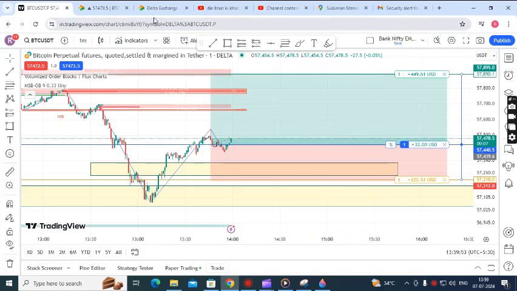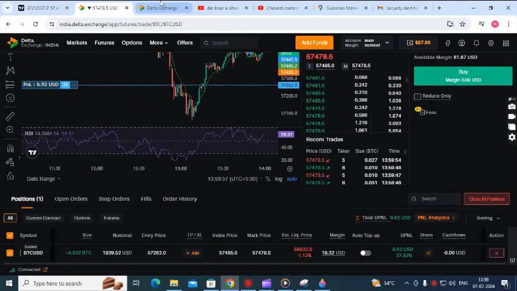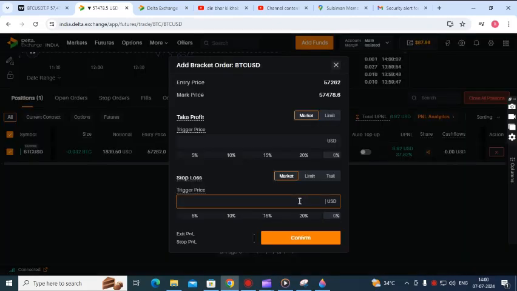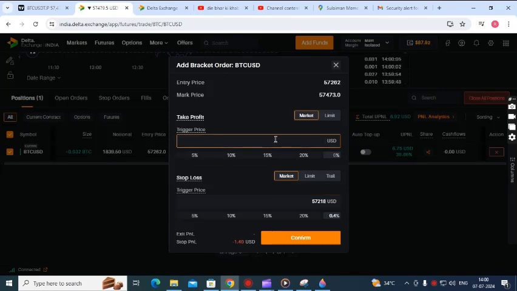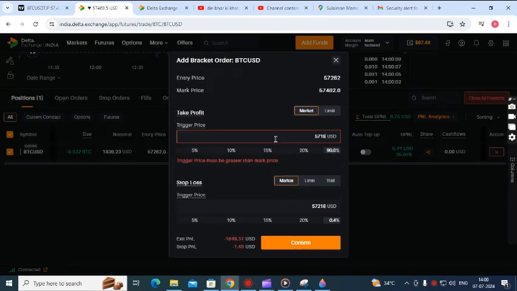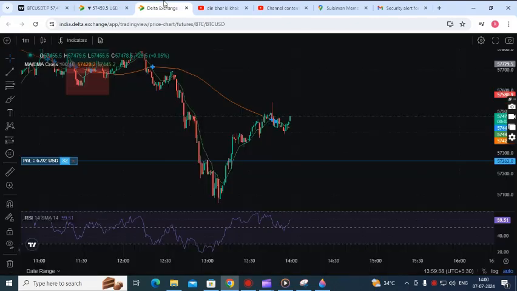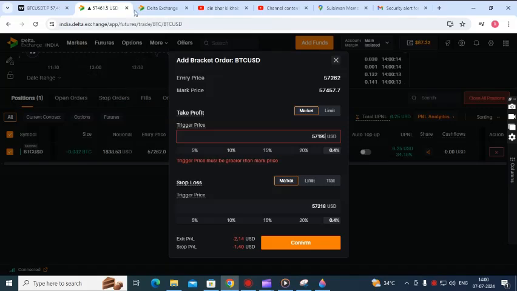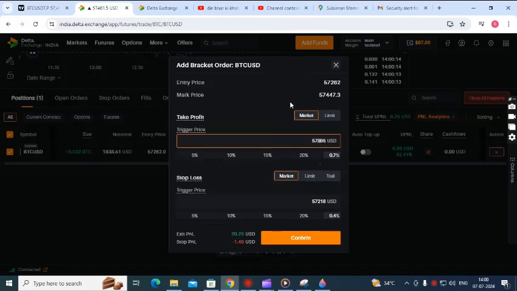57895 and 57218, 57895, 57218, 57195. No, 57890, 895. So this is a very good risk to reward ratio if it is going in my direction.